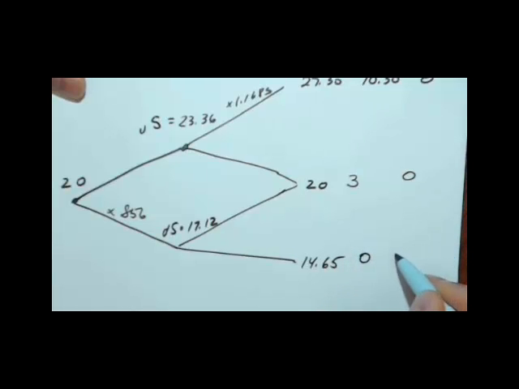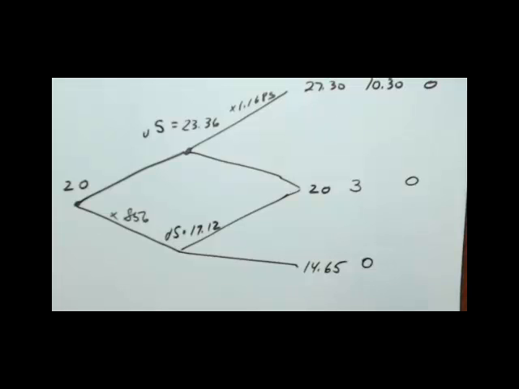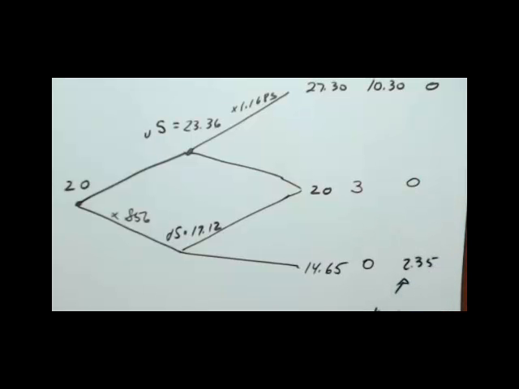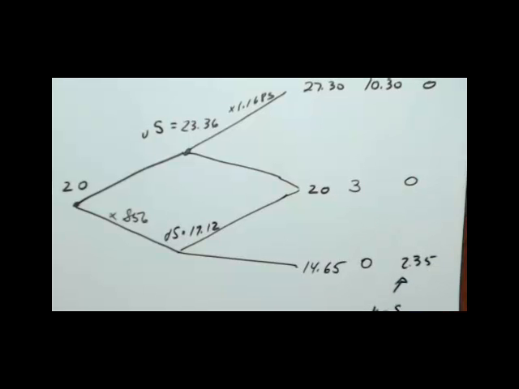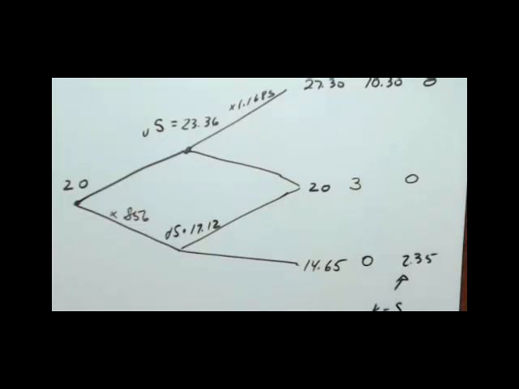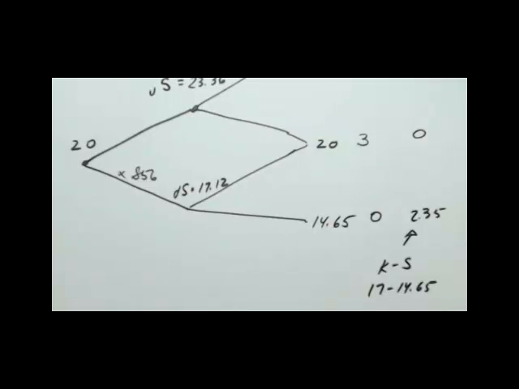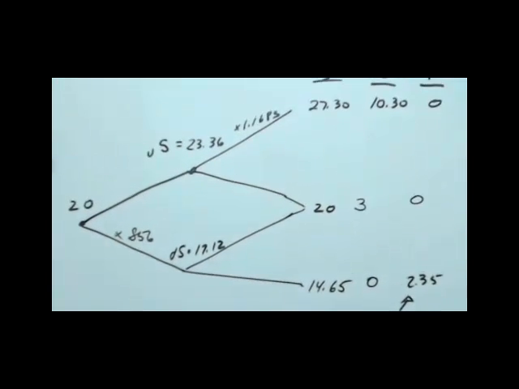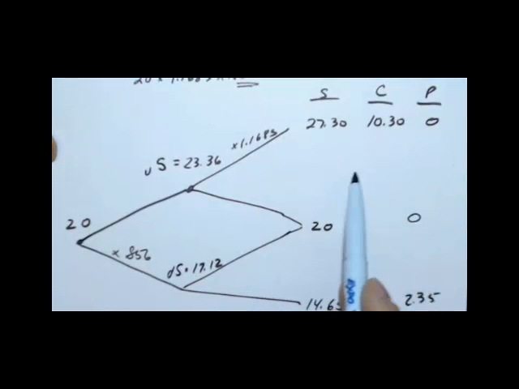But the value of the put is worth, let's see, it's going to be K minus S. K is 17 minus 14.65, $2.35. Okay, so now what we're doing here is, look, we just figured out the ends of this tree.